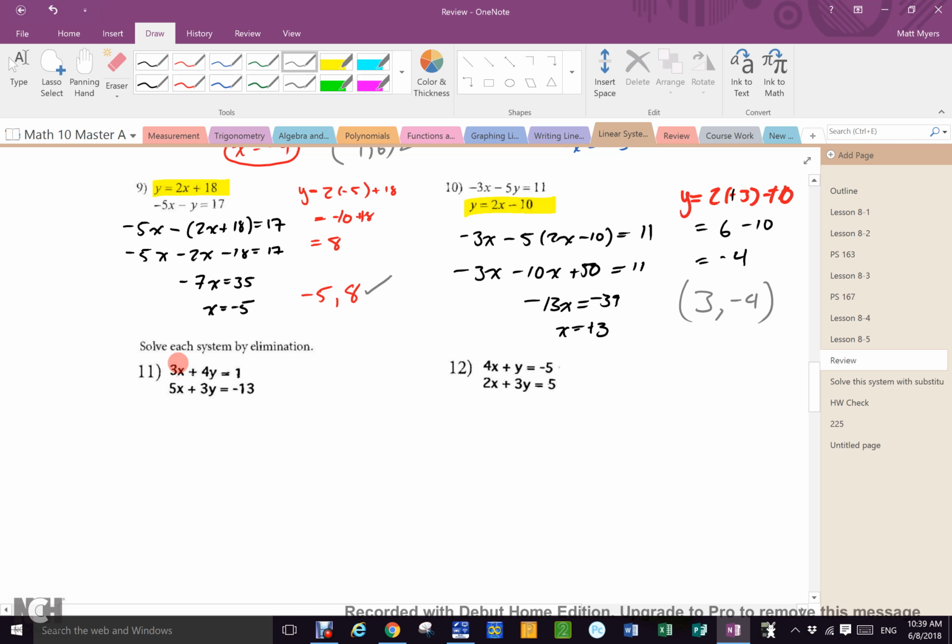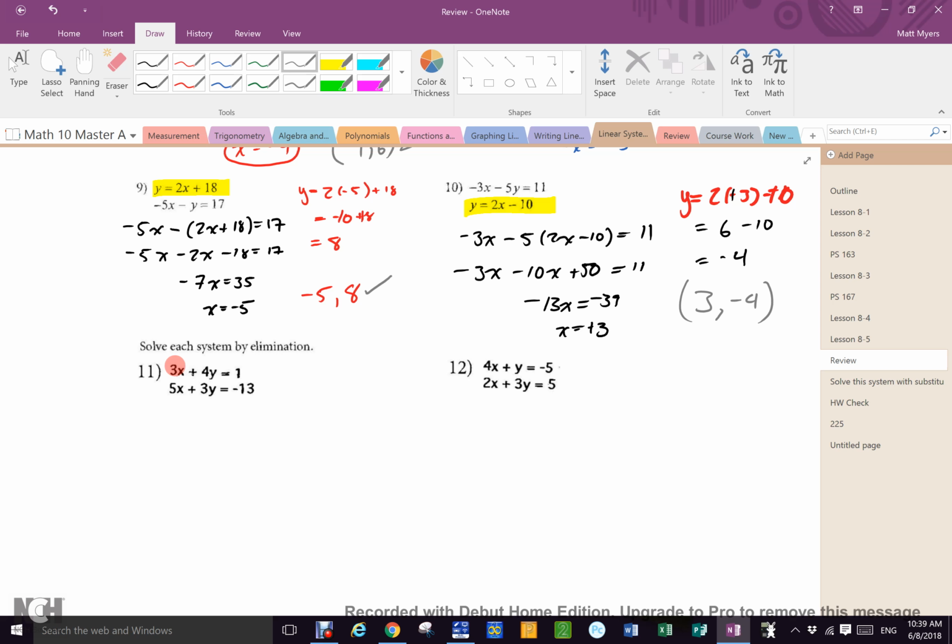If I was going to eliminate x, what would I be getting the x's to? Times 3 and 5, right? To get it to 15. If I was eliminating the y's, what would I do? 12. In the interest of time, I'm just going to do one of those. Is that okay with everyone? Because it's the same thing, right?